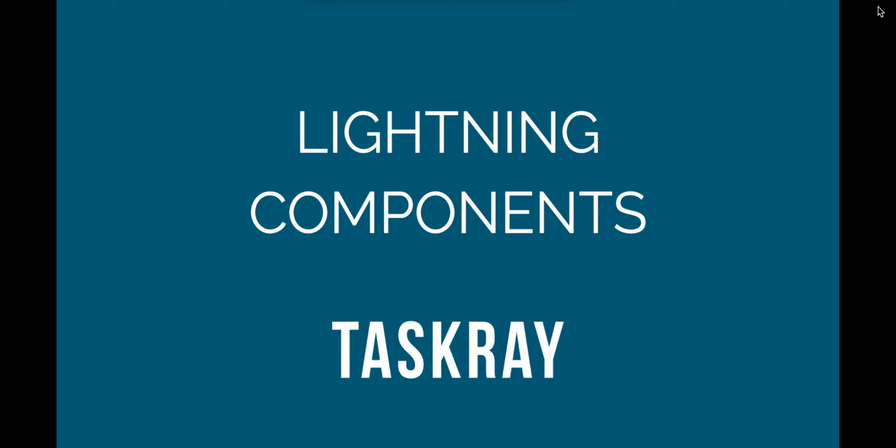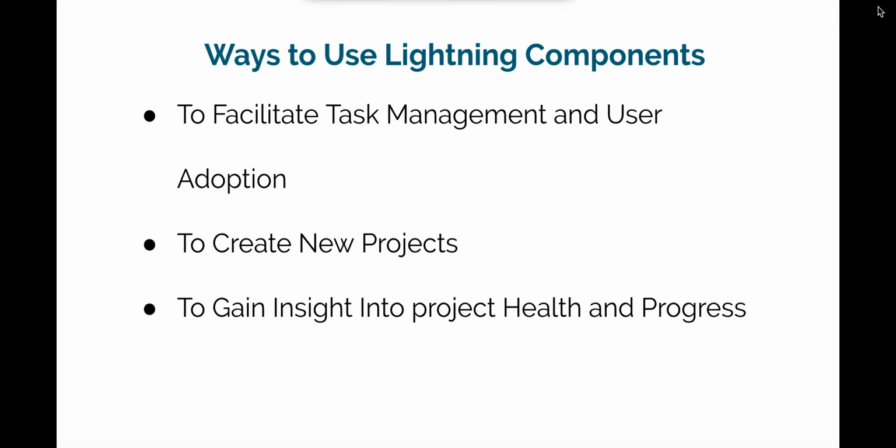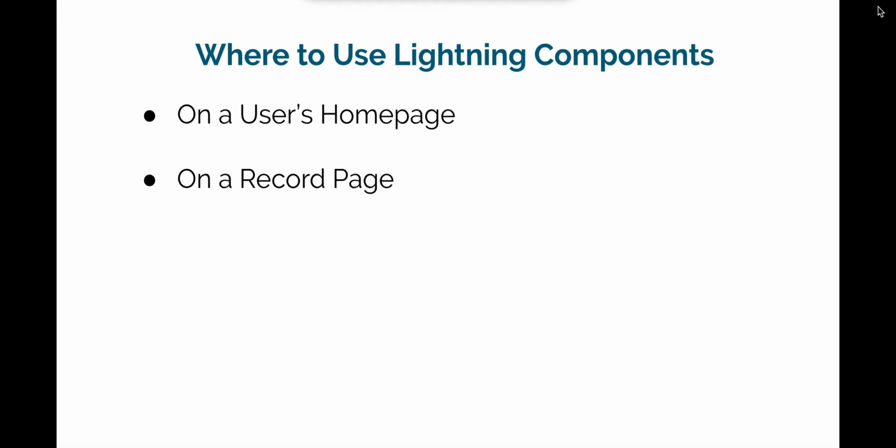In today's video, I'm going to be showing you how to use TaskRay's Lightning components. The main ways you can use Lightning components are to facilitate task management and user adoption, create new projects, or gain insight into project health and progress. You can add Lightning components to a user's homepage or to a record page.